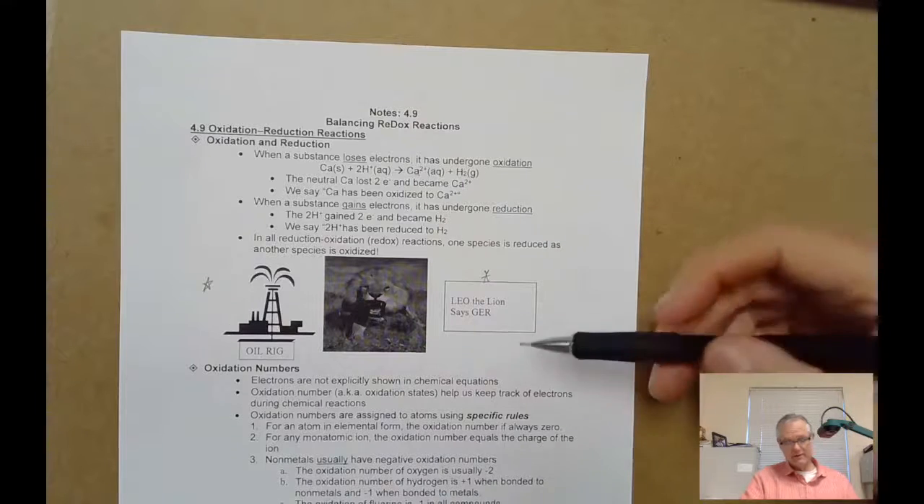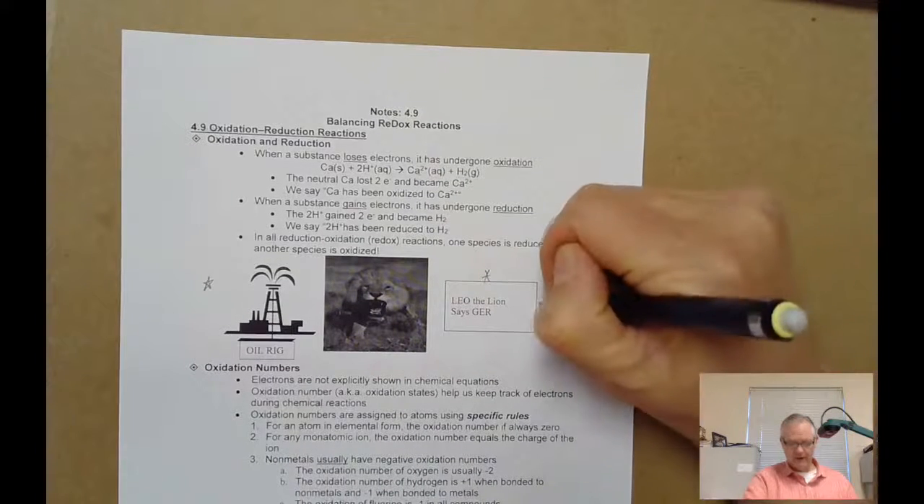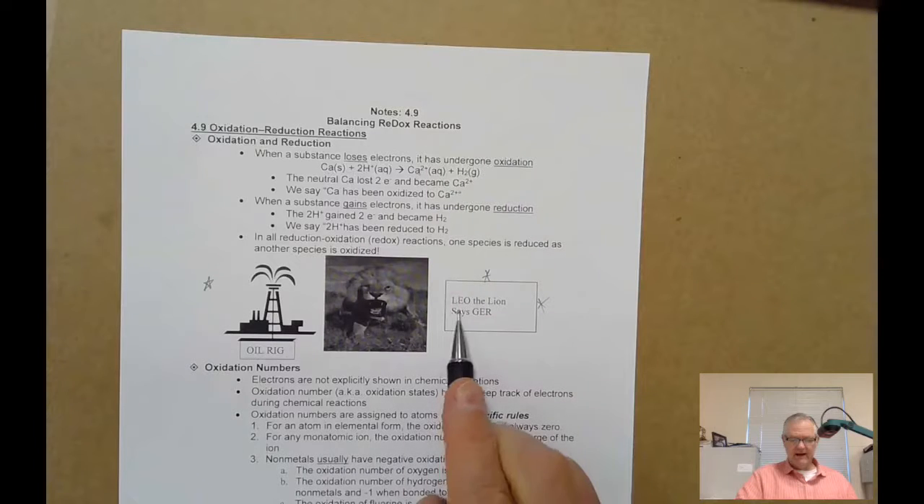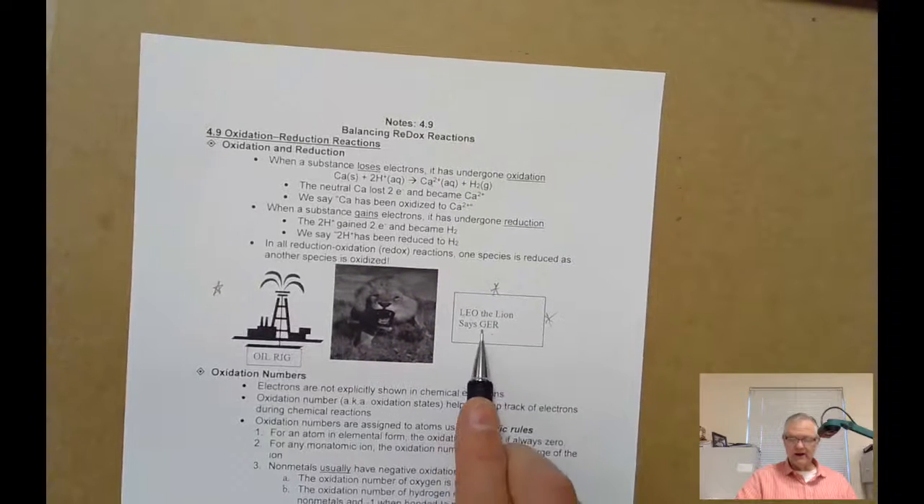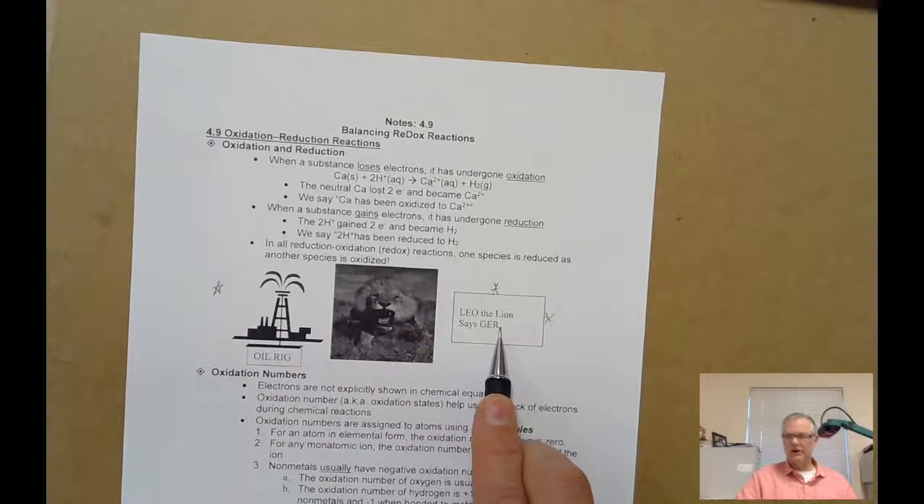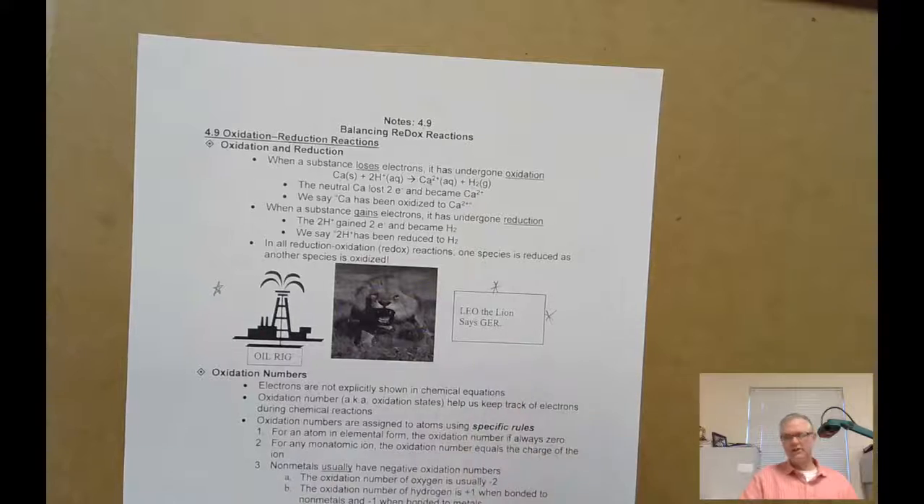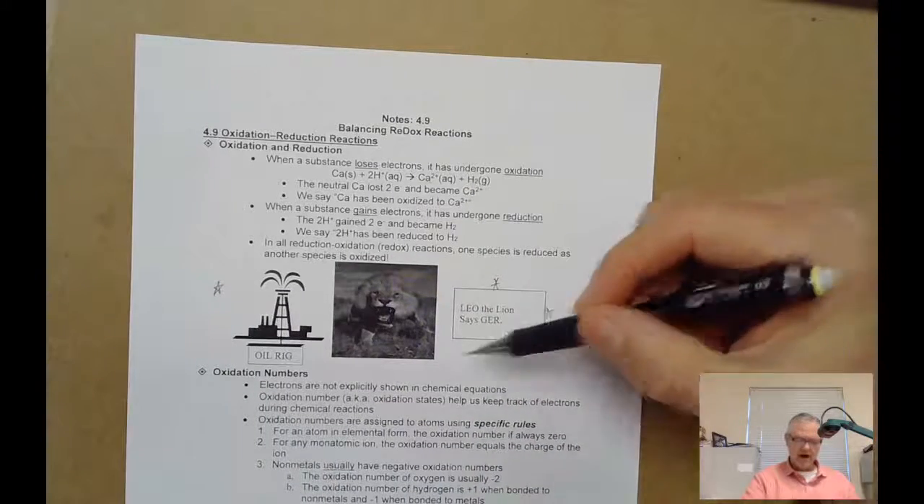I have always used LEO the lion says GER. This is the one Mr. Vance was taught whenever he was taking chemistry. LEO, meaning losing electrons is oxidation; the lion says GER, gaining electrons is reduction. Does it matter which one? No, but it's just a lot easier if you have one of these.